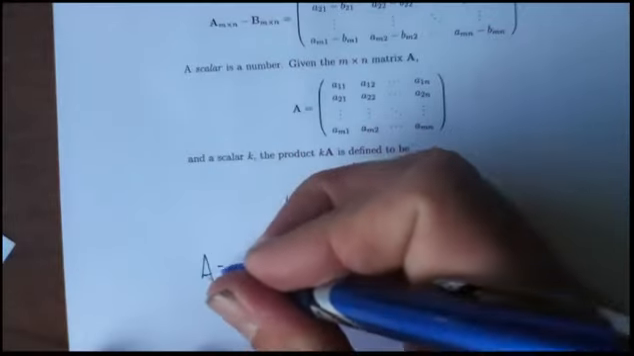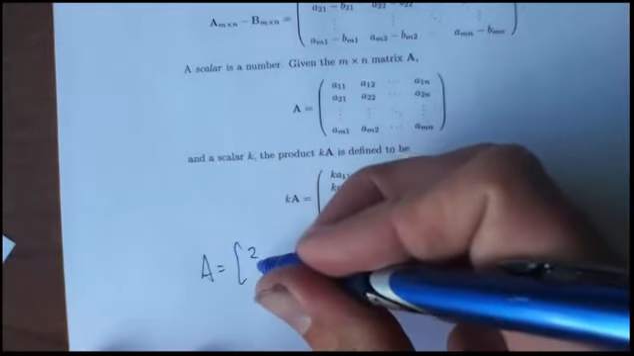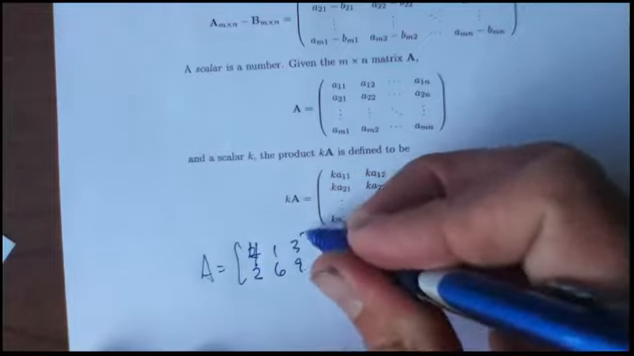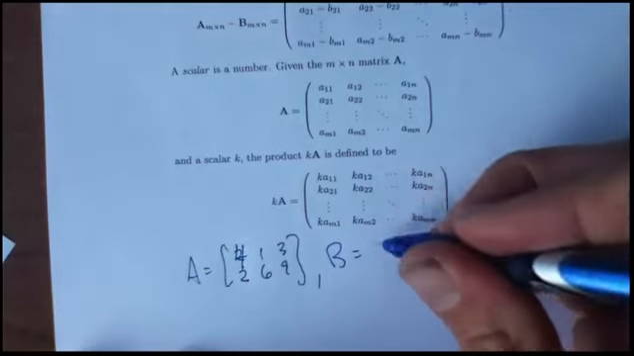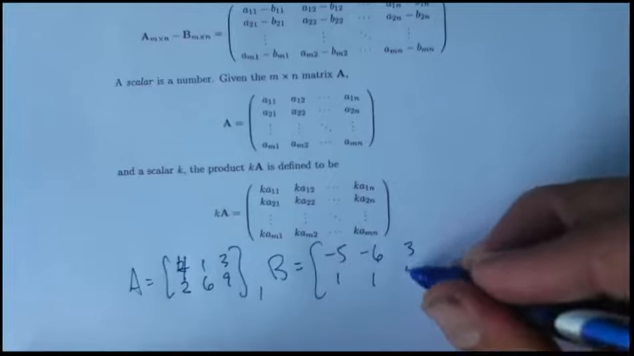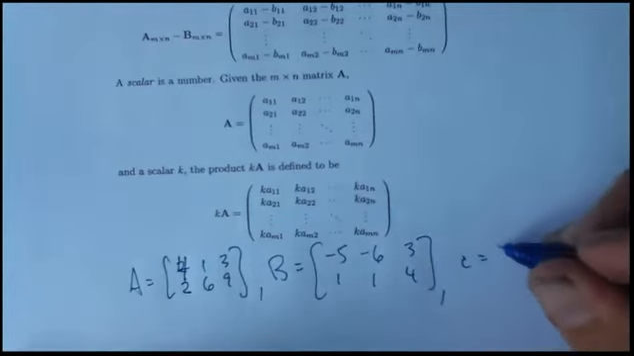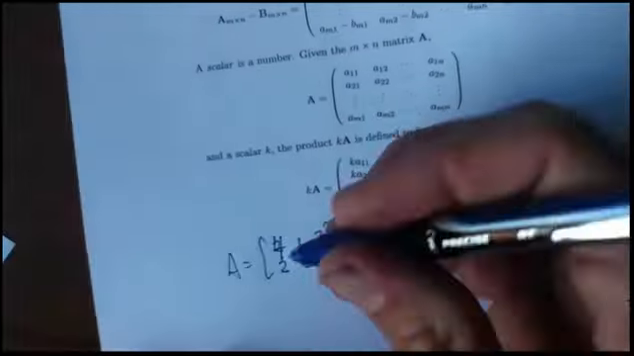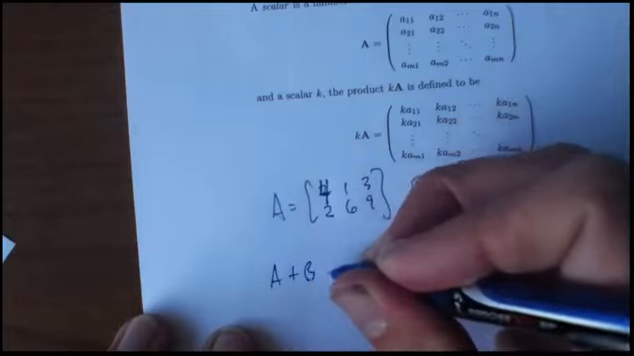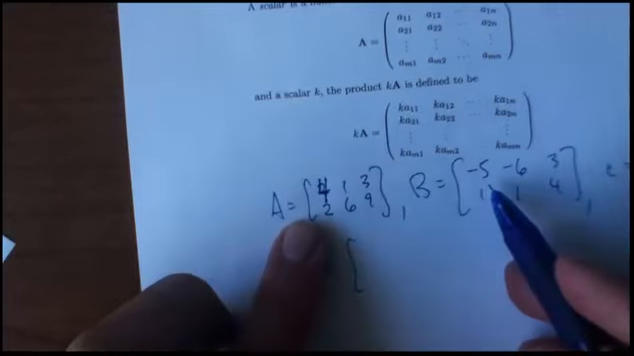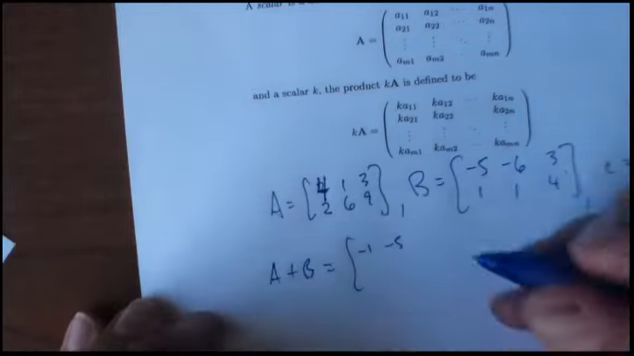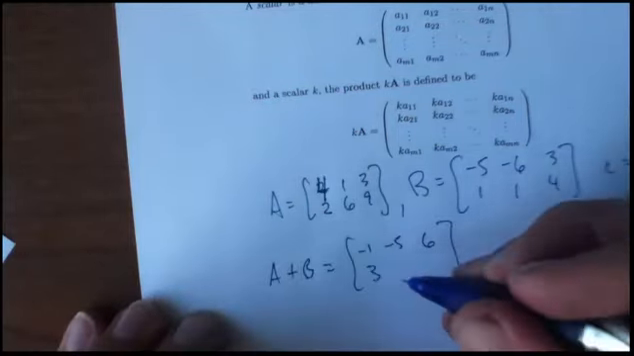So, for example, if A equals 4, 2, 1, 6, 3, 9 and B equals -5, 1, -6, 1, 3, 4, and maybe you have some constant C equal to 2. Then, in this case, A plus B is just, let's see, 4 and -5 is -1, 1 and -6 is -5, 3 and 3 is 6, right? You just add element by element.